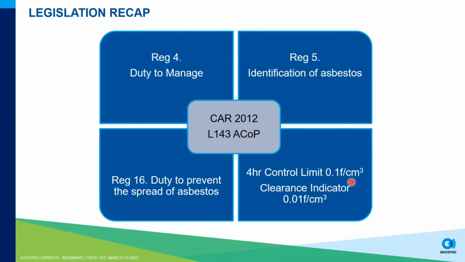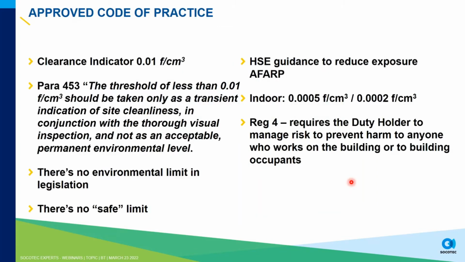So as we move on in terms of legislation, looking at the approved code of practice next. Again, I've mentioned the clearance indicator of 0.01 fibres per centimetre cubed. That sounds a very small number and very low. What I like to think of is that I can't really imagine a centimetre cubed of air.